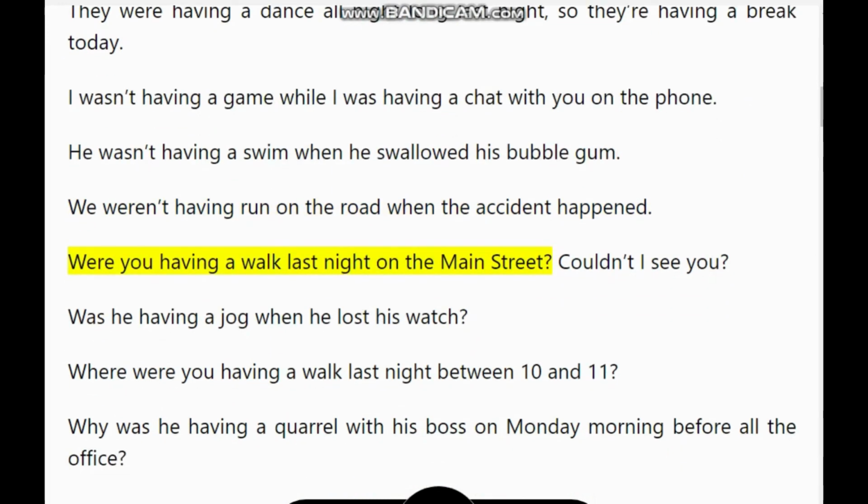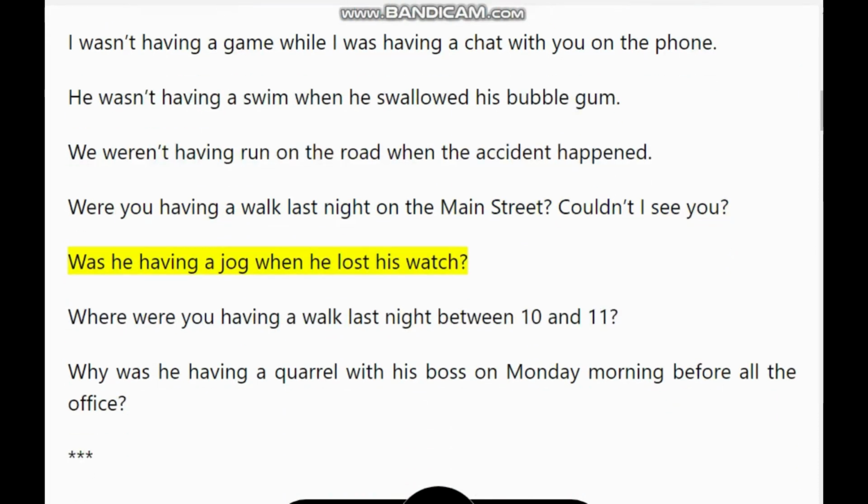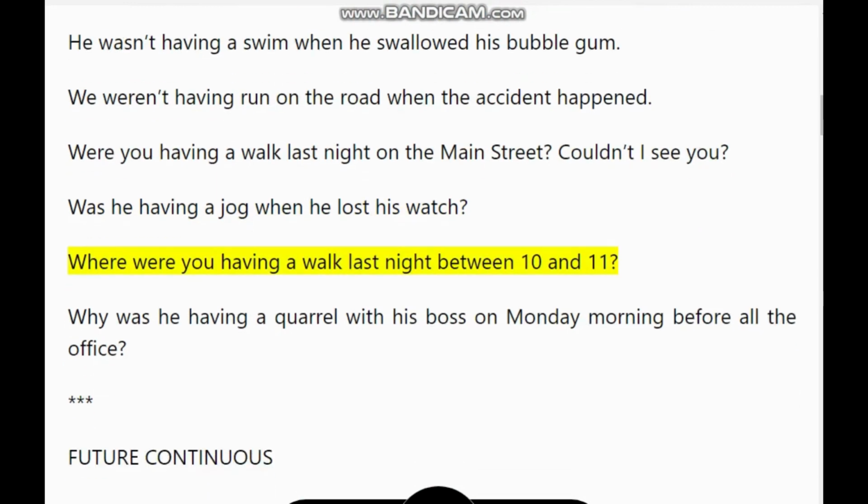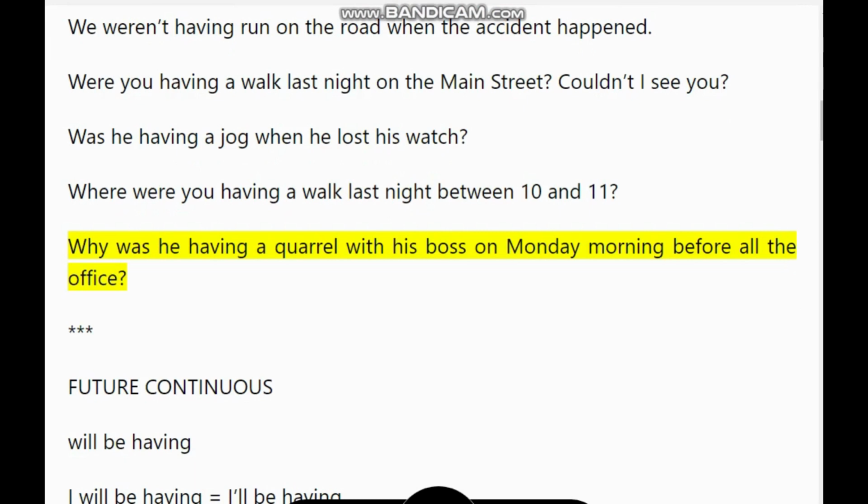Were you having a walk last night on the main street? Couldn't I see you? Was he having a jog when he lost his watch? Where were you having a walk last night between 10 and 11? Why was he having a quarrel with his boss on Monday morning before all the office?